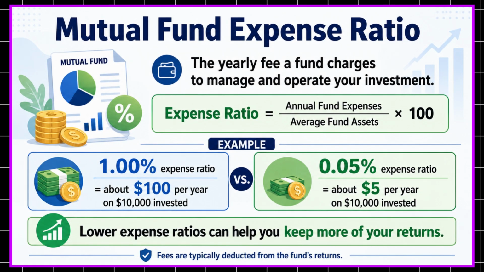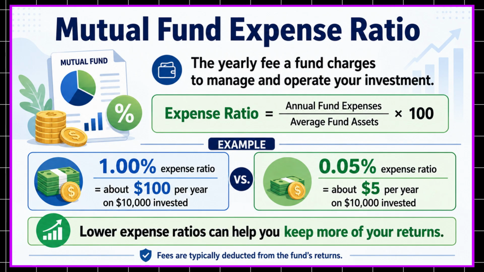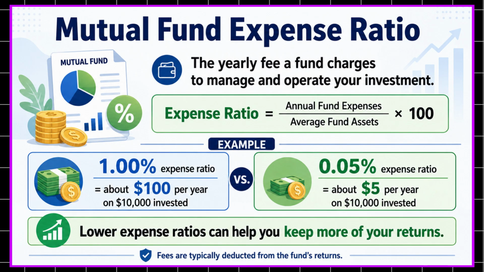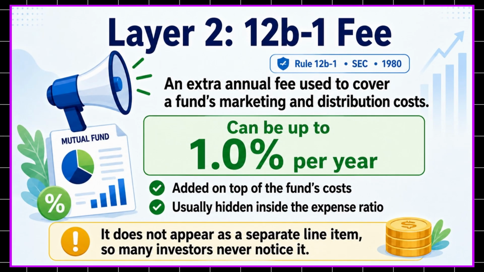Layer 1, the expense ratio. This is the annual fee charged by the mutual fund to manage your money. For actively managed funds, the kind that employ a team of analysts to select stocks, this typically runs between 0.5 and 1.5% per year. For passive index funds, it runs between 0.03 and 0.2%. That gap, which looks like a rounding error in any single year, becomes the $250,000 difference we just calculated over 30 years.